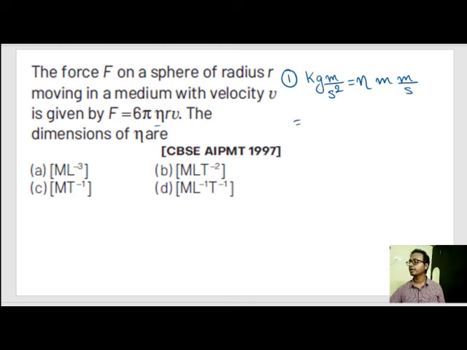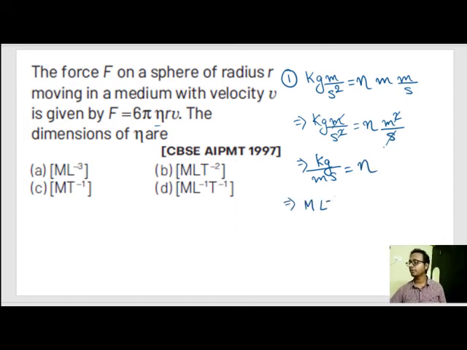So let's write it down. kg meter per second square equals η into meter square per second. The s and s square get cut, the m and m square get cut, so kg by meter second becomes the dimension of η, or mass into length to the power minus 1 into time to the power minus 1. So our correct option is option D.